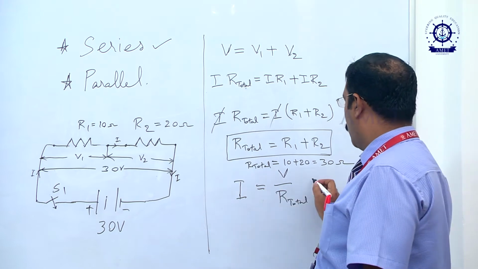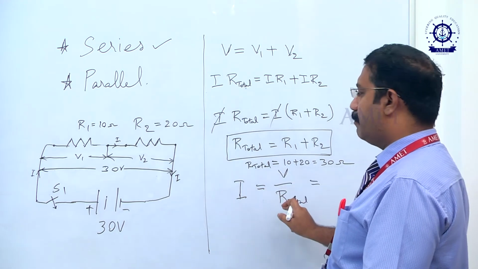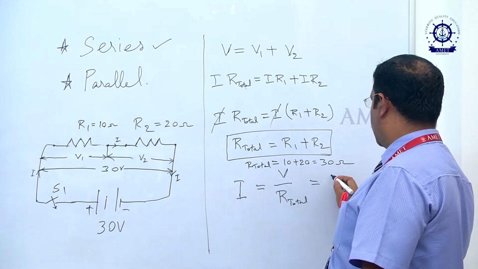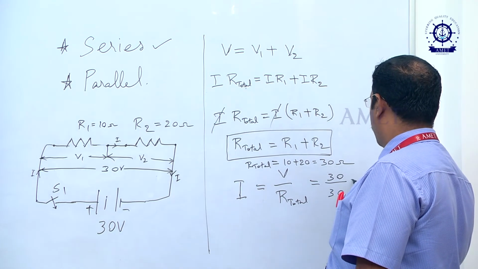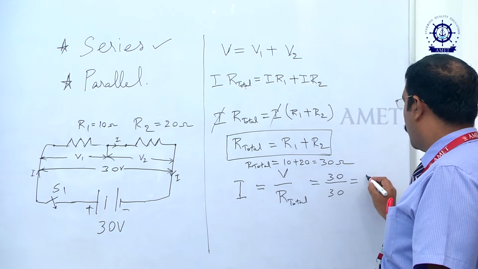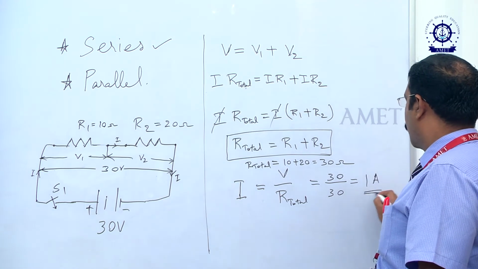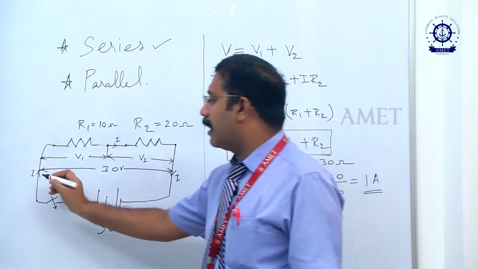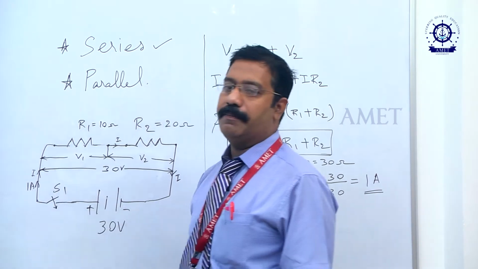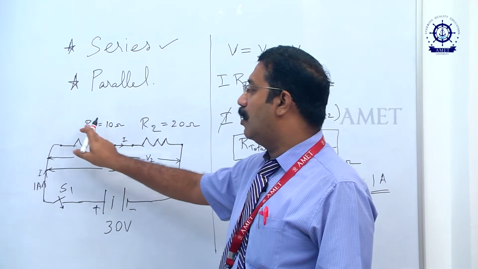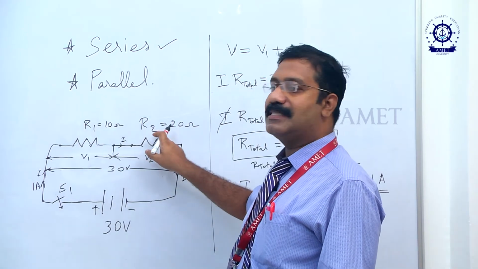And I know that I is equal to V by R total. What is V? 30 volt, divided by 30 ohm. What is the current? 1 amp. Therefore, the total current which has been flowing through the circuit will be 1 amp. This current is flowing through R1 as well as R2.